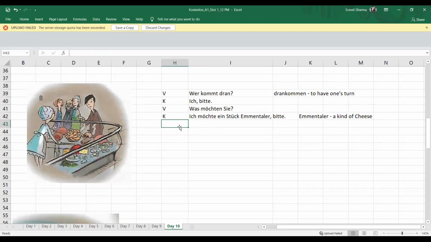Now the Verkäuferin is going to say, "Anything else? You want anything else?" This phrase in German is known as "Sonst noch etwas." This is a phrase which has to be put together. Sonst noch etwas. Anything else? I will write it here. Anything else? And the Käufer, this man, you can see he's pointing out.